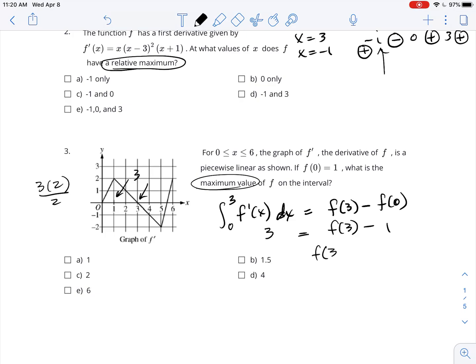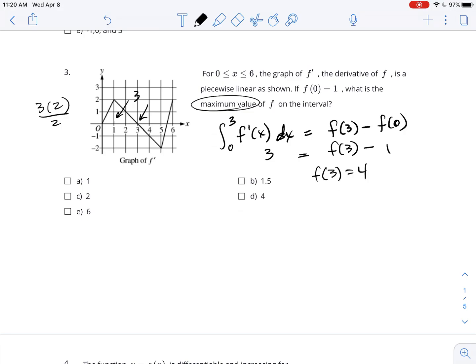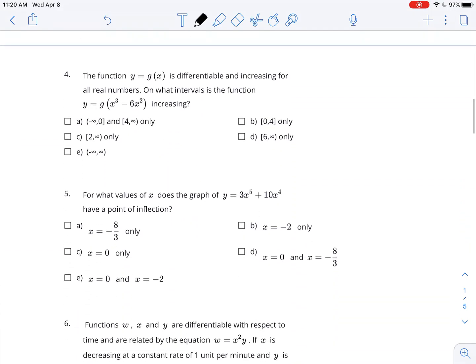And then f of 3 is what I'm looking for. F of, this should be a 0, is equal to 1. And so if I add the 1, I'm going to get f of 3 is equal to 4. And that's the maximum value.